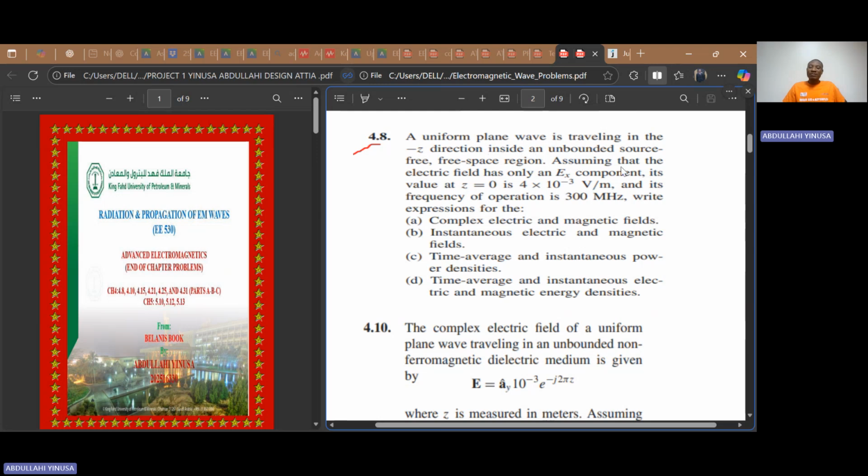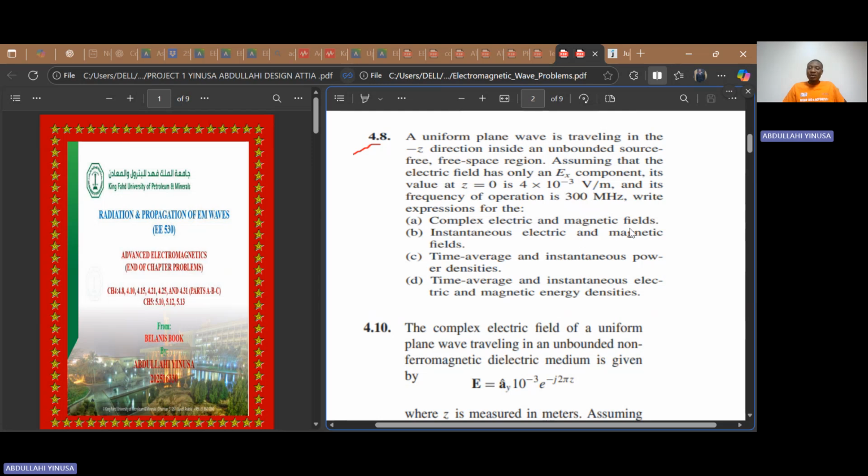We know that c is equal to f lambda, and c is equal to 3 times 10 to the power 8 meters per second. And then our f has been given to be 300 megahertz. So we are going to divide 3 times 10 to the power 8 by this to get our lambda. From that, when we get our lambda, we are going to use it to calculate the beta. This has already been calculated. I'll definitely show you my calculation here so that you can follow it.